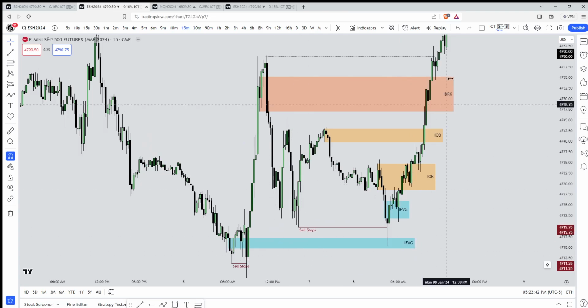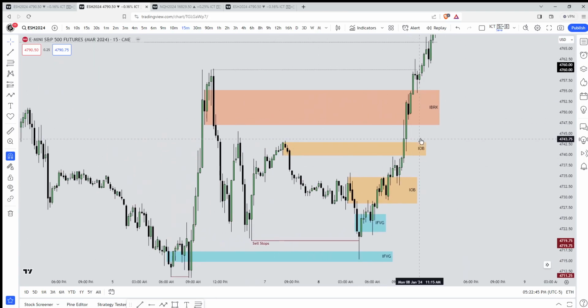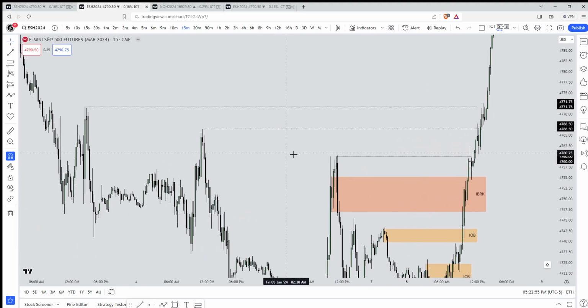But here we have the draw on liquidity being higher, right? Price referring back to these PD arrays. So when you're anticipating higher prices, like we are here, since it raided the sell stops and started to expand higher, I'm going to extend these out as I'm looking for the liquidity to be targeted up here.